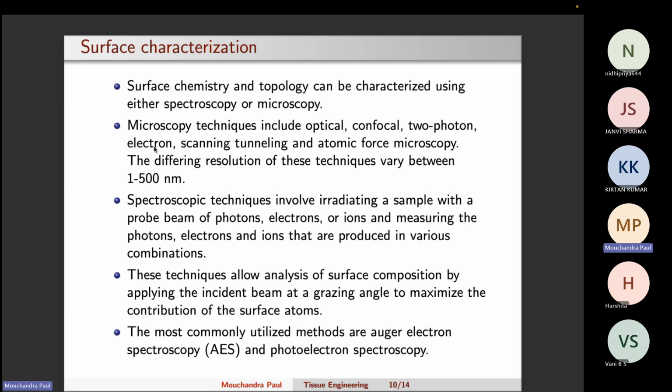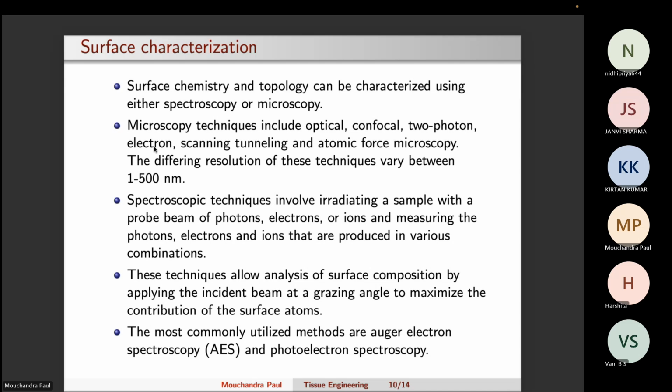There's one mode called scanning electron microscope, where the electron beam falls only on the surface of the material, and then you obtain a picture. From that, you can understand how the surface looks like. Then there is scanning tunneling microscope. Then there's atomic force microscopy. And depending on how much resolution you want to go up to, how fine images you want to get out of your surface, you can choose among any of these techniques.